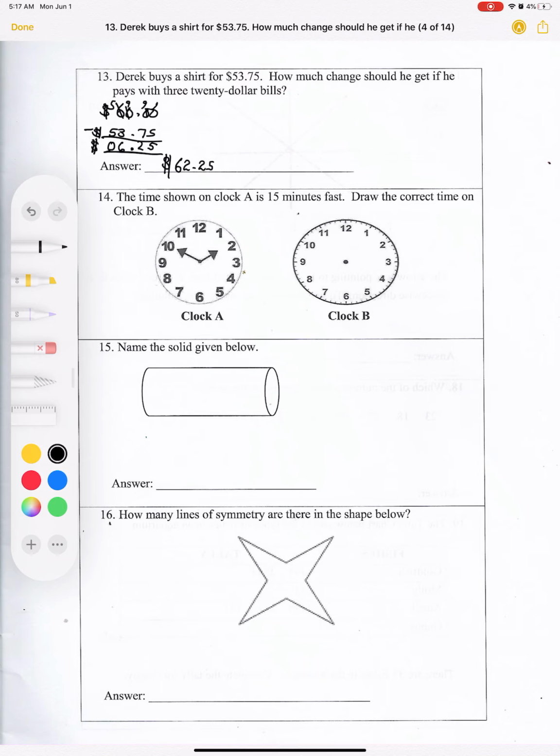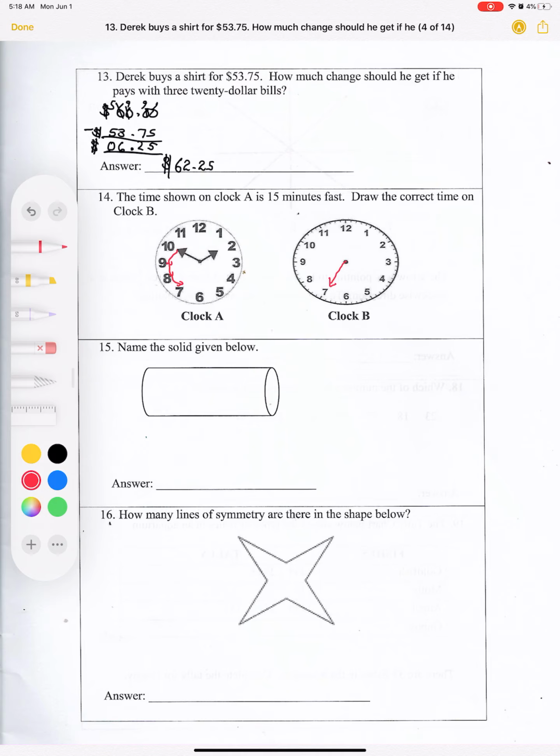The time on the clock A is 15 minutes fast. Draw the correct time on clock B. Now, what does 15 minutes fast mean? It means it's ahead of time. It's showing a later time when it's really earlier. So it means we have to move the clock, the long hand, backwards. So let's do just that. 5 minutes back, 10 minutes back, 15 minutes back. So the long hand will definitely be pointing to 7.